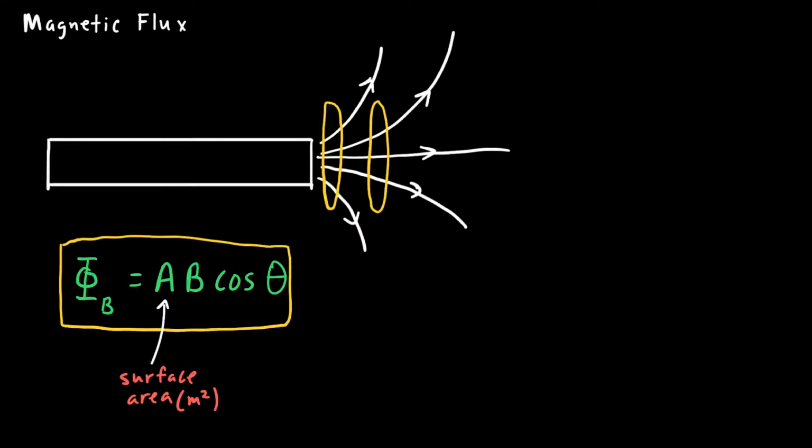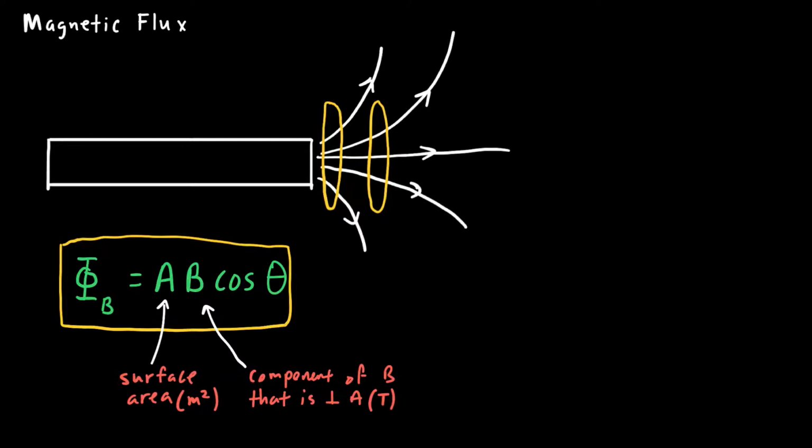The next letter in this equation is B, and B represents the component of the magnetic field that's perpendicular to the surface A. So the component of B that is perpendicular to A, and B is measured in Tesla, so I'll include the unit there.